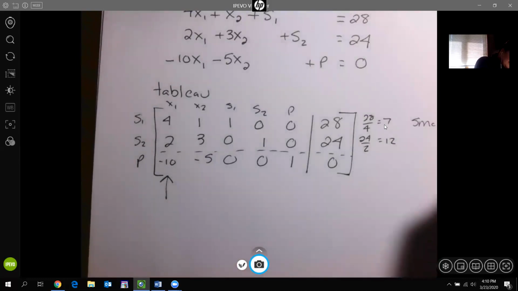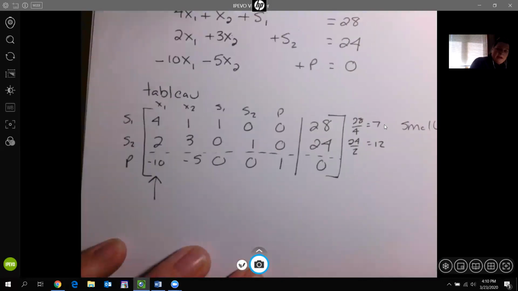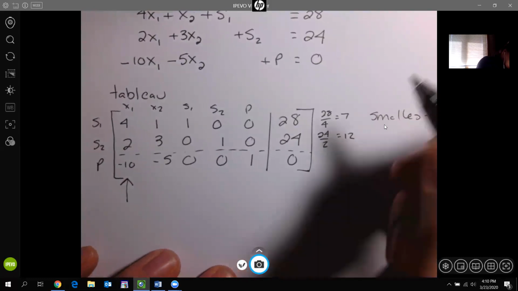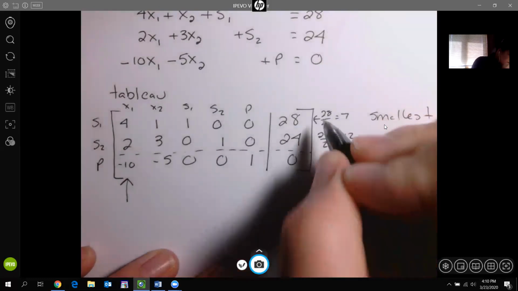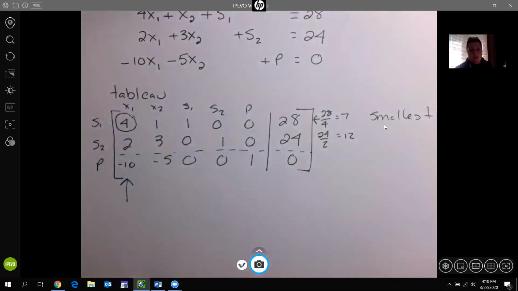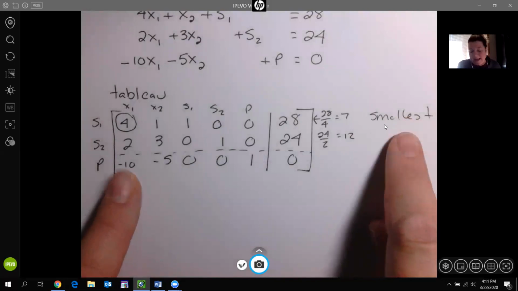Okay, that's going to be this row here. So smallest, I wrote my arrow where you can't see it. Smallest here, that's all right. So where those meet, we're going to circle, and that becomes our first pivot spot. So again, we went with smallest, smallest, smallest negative. It has to be negative.